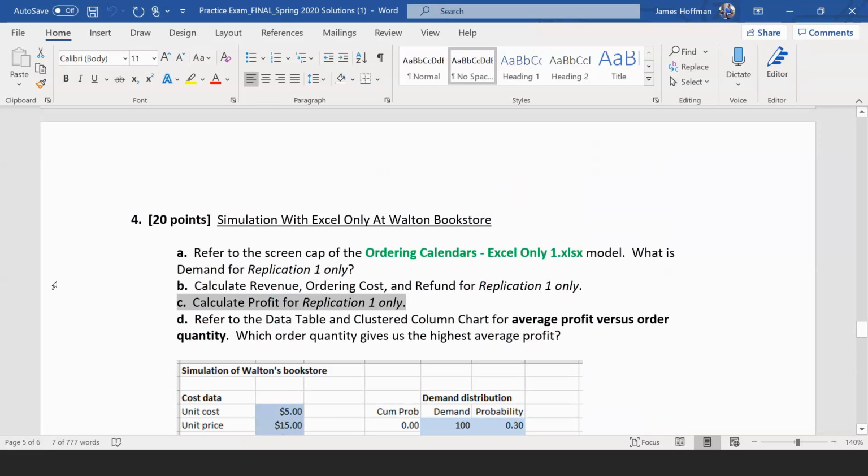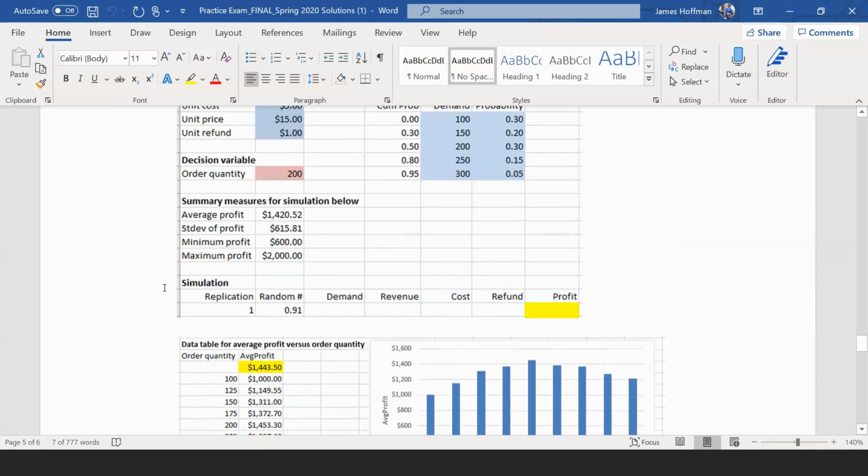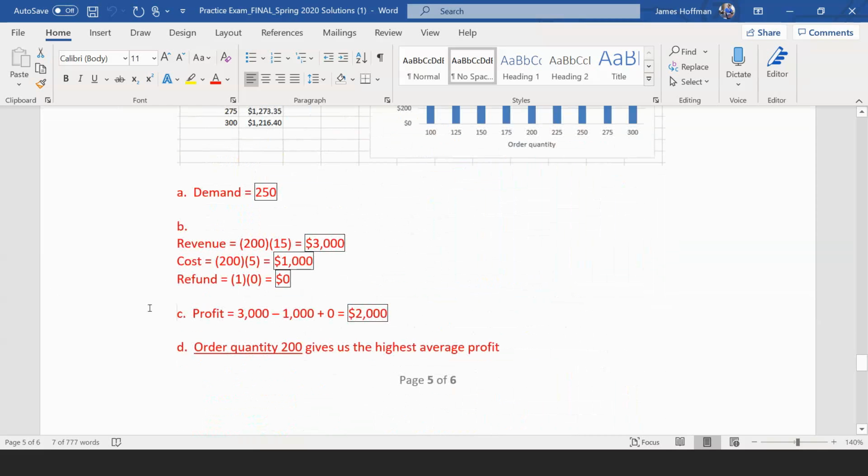All right, so part C is calculate the profit for replication 1 only. So profit is just revenue minus cost plus any refund if applicable. Okay, so profit is revenue of 3,000 minus cost of 1,000, and then plus I put the refund of 0 just to have it in the formula. So if we had a refund, we would get it, but in this case it's 0. So it's just 3,000 minus 1,000, which is 2,000.